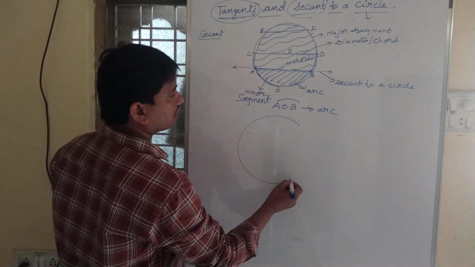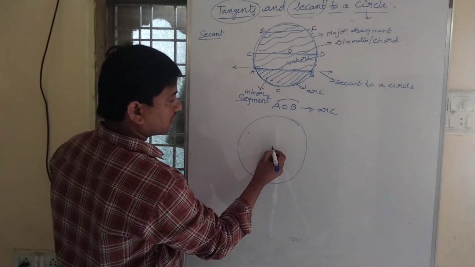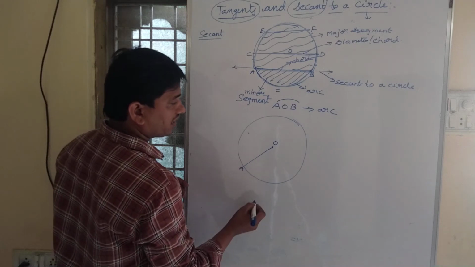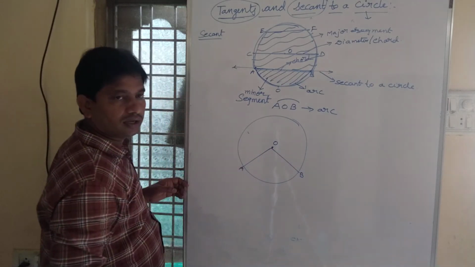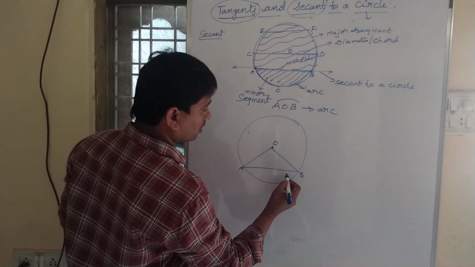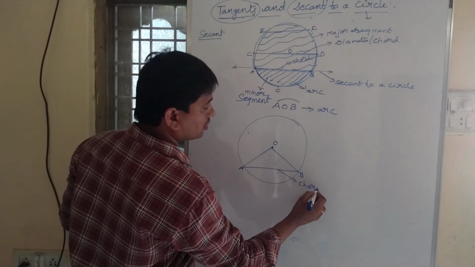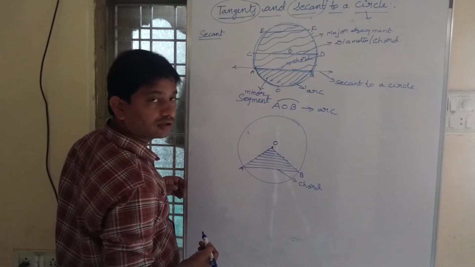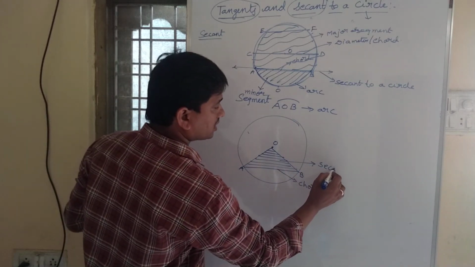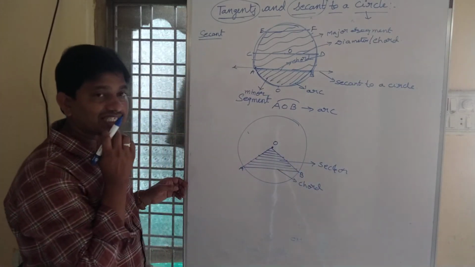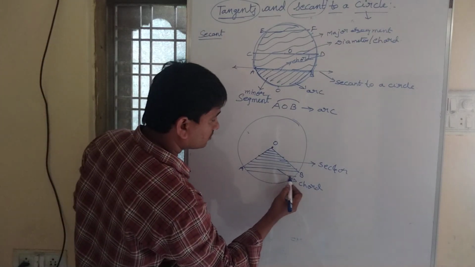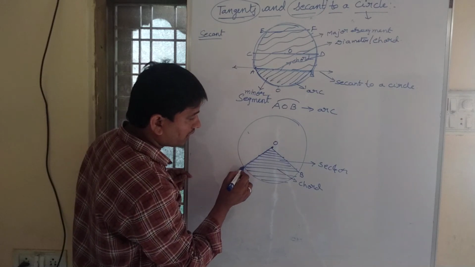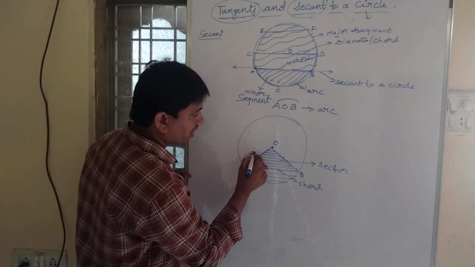Now coming to sector. What do you mean by sector? This is our center, and OA is our radius, OB is our another radius, and AB is called a chord. Children, what is this region? This is our sector. What do you mean by sector? The region bounded by two radii. So this is our radius, this is our radius.